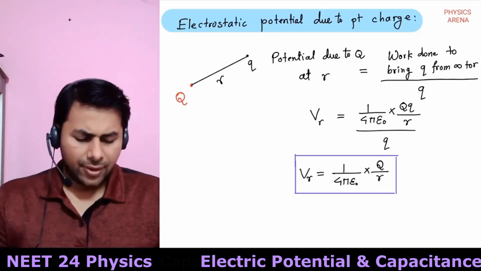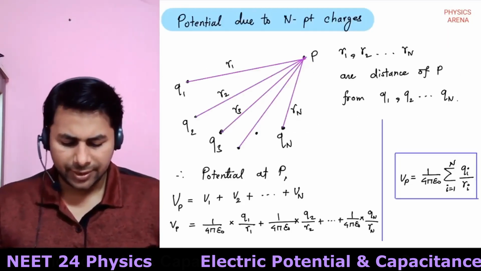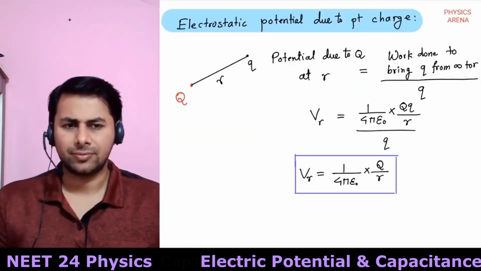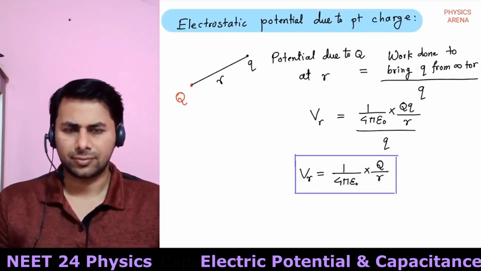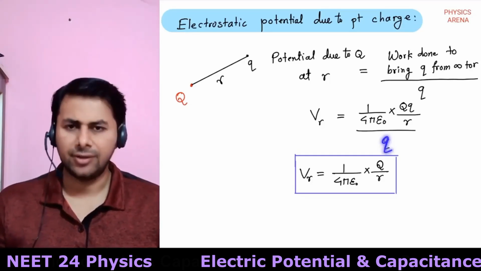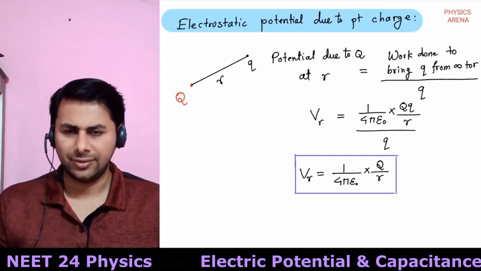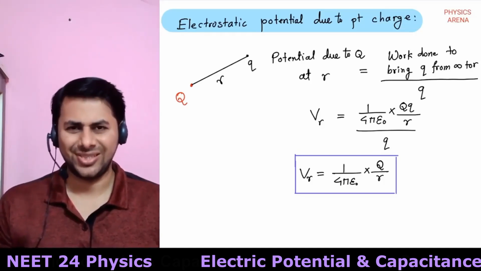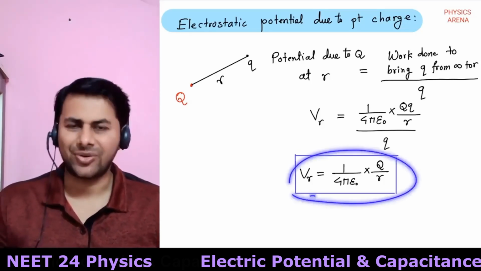All right. So after that, is this potential a scalar quantity or a vector quantity? It's work done upon charge. Work done is scalar, charge is scalar. So it's a scalar quantity.